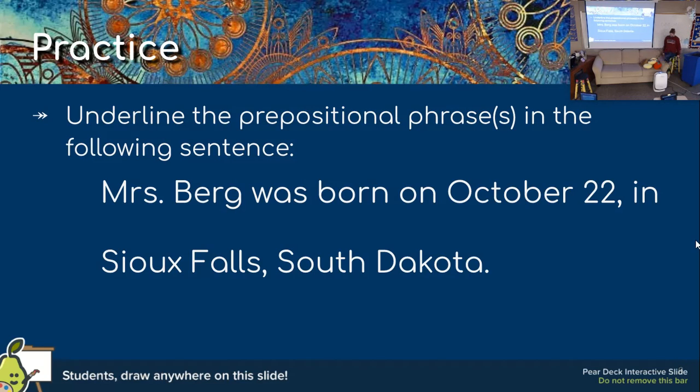Show me on your fingers, how many prepositional phrases do we have in this sentence? Right, we've got 2. All right, first one. Shout it out. Where's the preposition? On. Okay, on. Remember, I can be on a box. So on is our preposition. October 22nd is our object of the preposition. This one's a date. So on October 22nd, that's the first one.